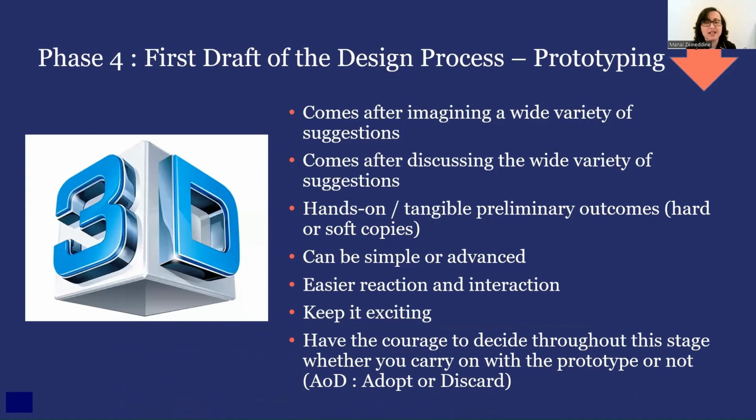And phase 4, first draft of the design process. Now we have come out with some solutions. We want to start prototyping or designing it, putting it into process, whether it's a plan or it's a design that we will be using with our learners in classes. It depends on what you need. It comes after imagining a wide variety of suggestions, obviously after discussions, after hands-on tangible outcomes. You have hard copies, you have soft copies.